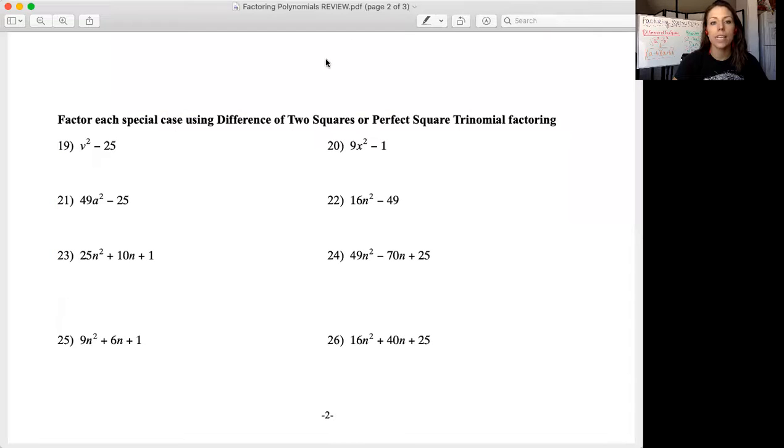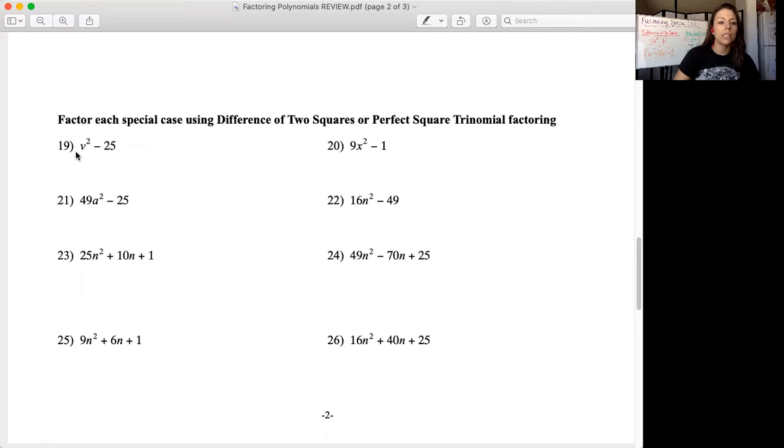All right, so all of these examples are either difference of two squares or perfect square trinomial. Again, the way that we can tell is: does it have two terms or does it have three terms? So the first one is our difference of two squares. Looking at number 19, the first thing that I notice is yes, it is a difference, and both terms, v squared and 25, are perfect squares.